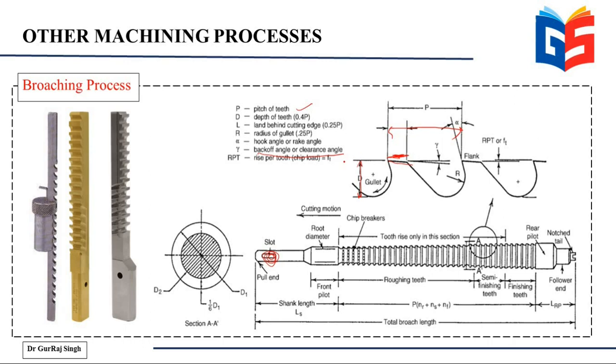Then there's another angle called alpha, and this alpha is called the hook or the rake angle. This is the angle that your teeth make with the perpendicular. So this is your alpha. And here you can see a broach being used to cut a slot or a keyway. So this is how the broach works.